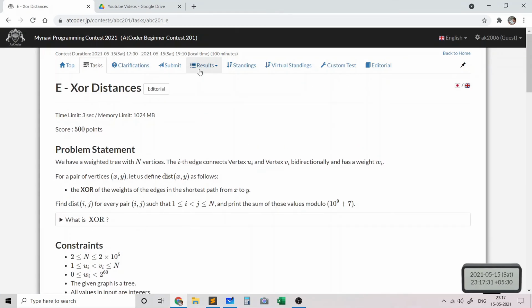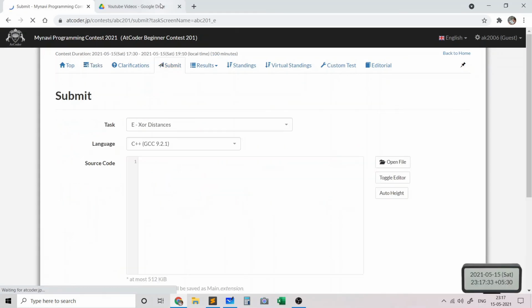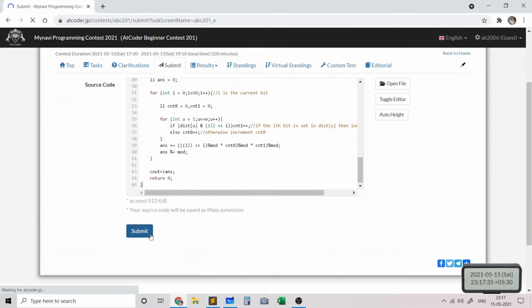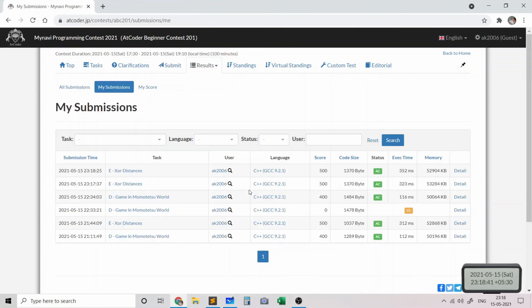So let's just submit this code to see that it gets accepted. So as you could see, the code got accepted. So this problem is a nice problem on how we can use LCA to effectively compute the sum of the value of a function across all pairs of nodes.